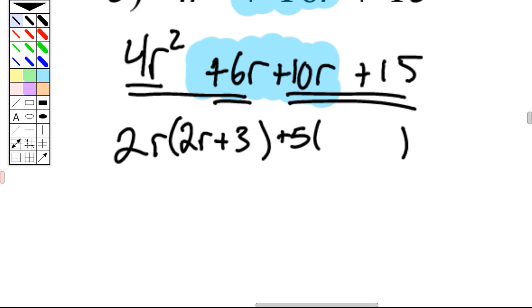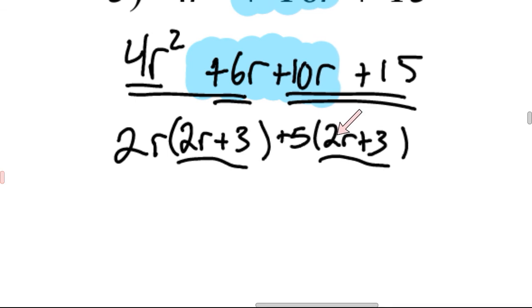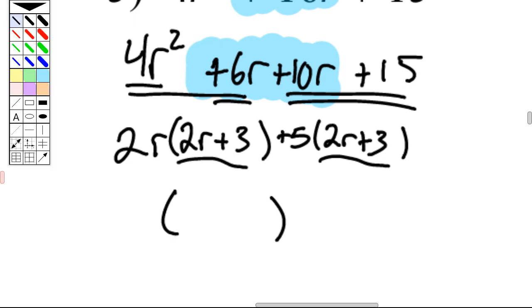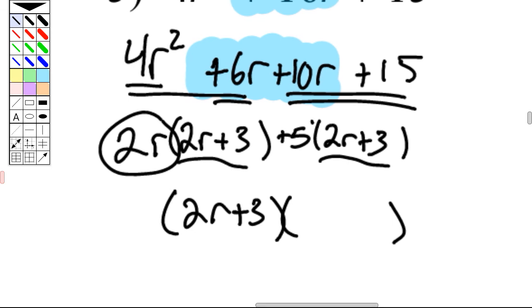And I'm just going to cheat. I'm going to look over here because I know it's got to be the same. 2r plus 3, and I'm going to check. 5 times 2r. Looks good. 5 times 3. Looks good. So, which one repeated? It was the 2r plus 3. And do you remember what goes in the second one? 2r plus 5.